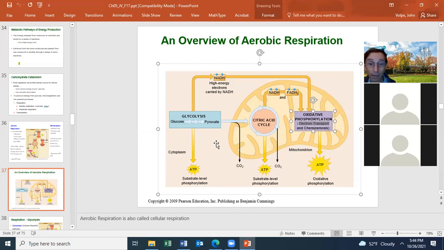Anyways, along the way, ATP gets made, glucose is converted into CO2 and water. The point here is glycolysis happens in the cytoplasm. In a eukaryote, the Krebs cycle and the electron transport chain happen in the mitochondria. In a prokaryote, the electron transport chain happens at the cell membrane, and we'll talk about that.